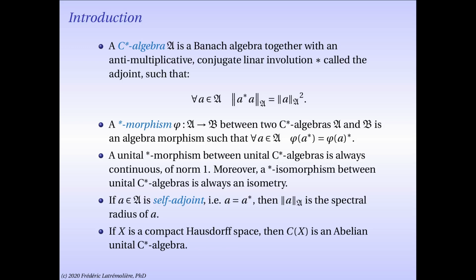If an element A of a C-star algebra is so-called self-adjoint, which means it equals its own adjoint, then the norm of that element A is in fact the spectral radius of A. As an example, if X is a compact Hausdorff space, then the space C of X of complex-valued continuous functions over X is an Abelian unital C-star algebra. In this lecture, we are in fact going to study the structure of Abelian unital C-star algebras.